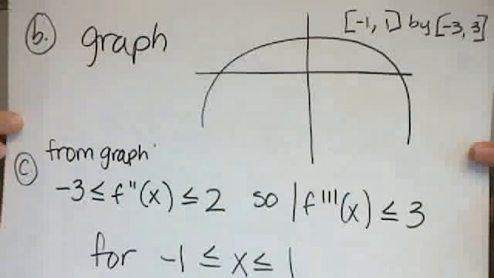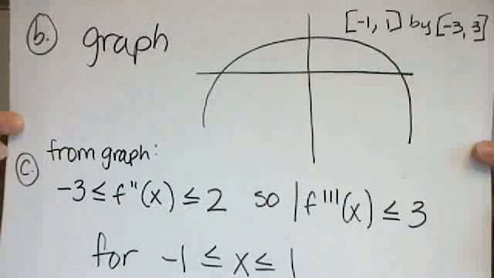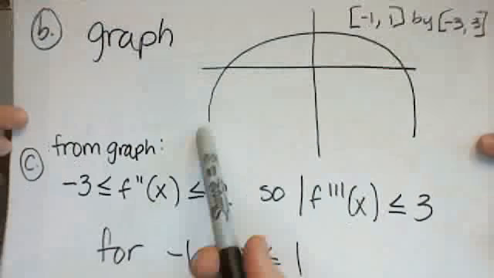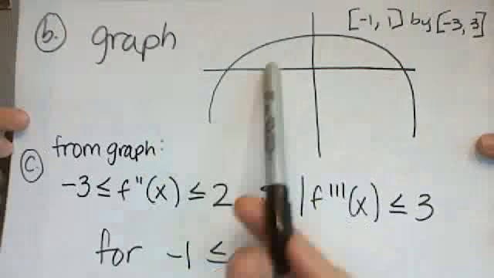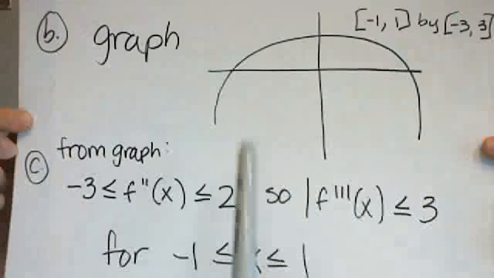Now part B says graph y equals f double prime of x. So once you do that, you get a graph that kind of looks like an upside down U or upside down parabola. So that's part B.